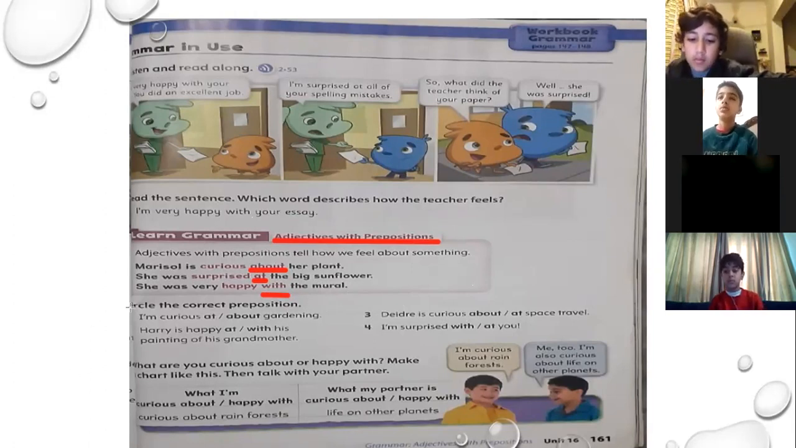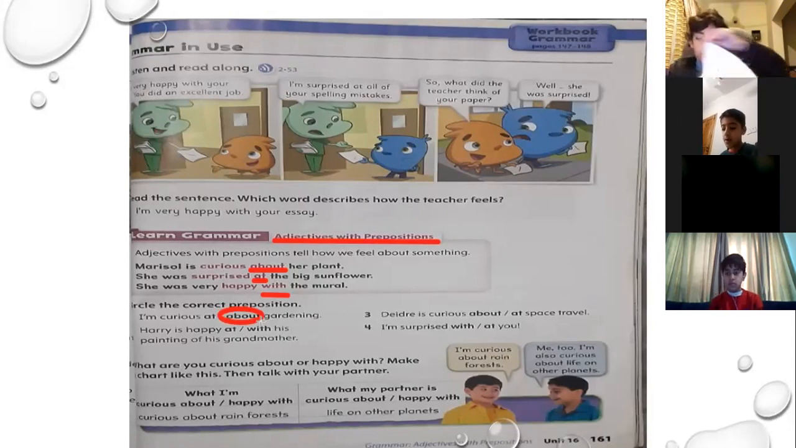Okay. So circle the correct prepositions. All of you, please do it yourself. I'm curious dash gardening. I'm curious at or about gardening? I'm curious about gardening. All of you, please circle about.